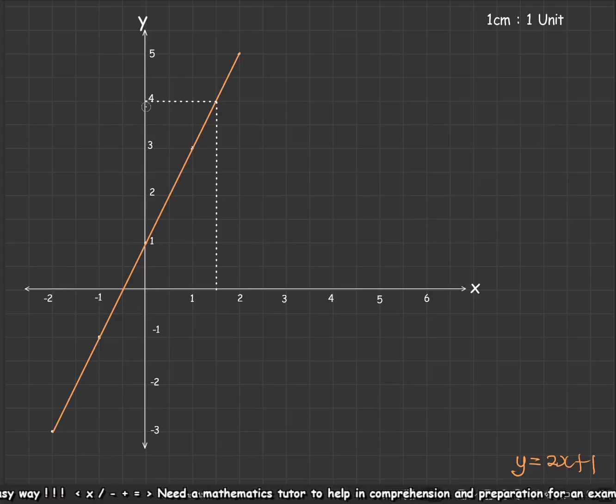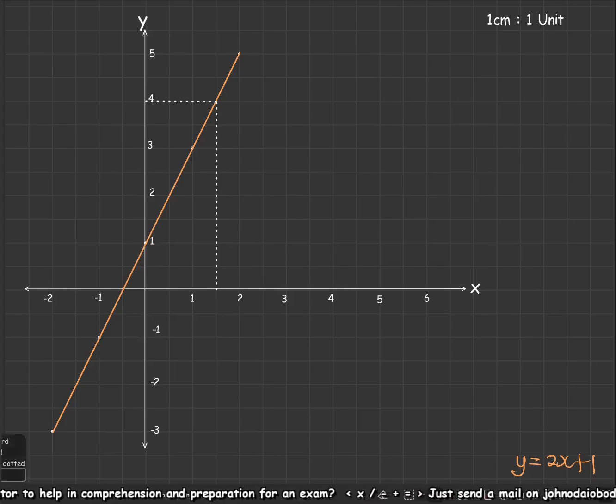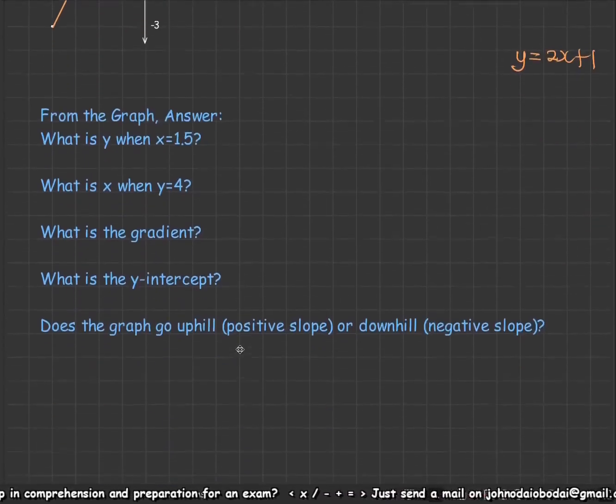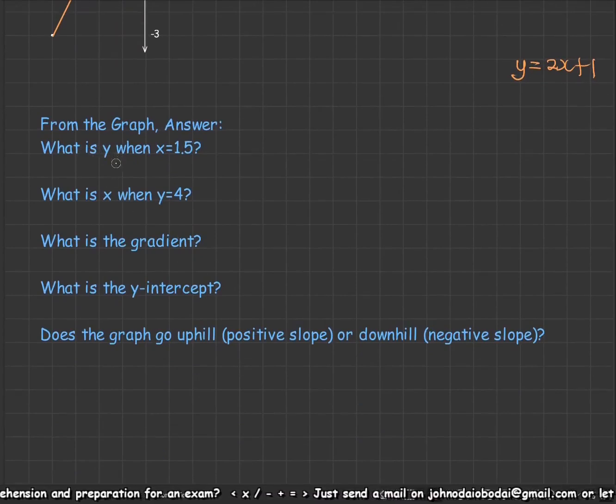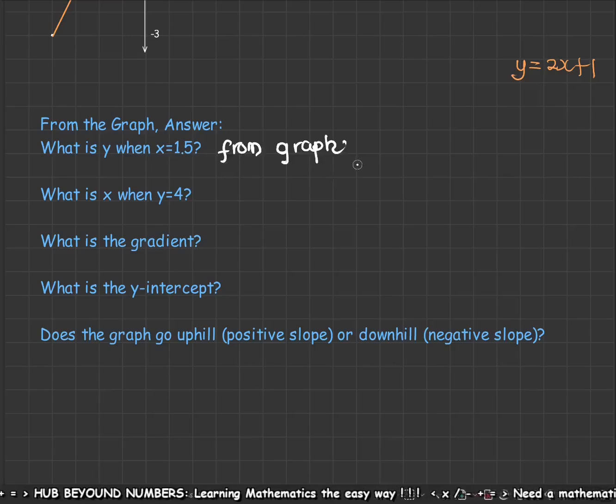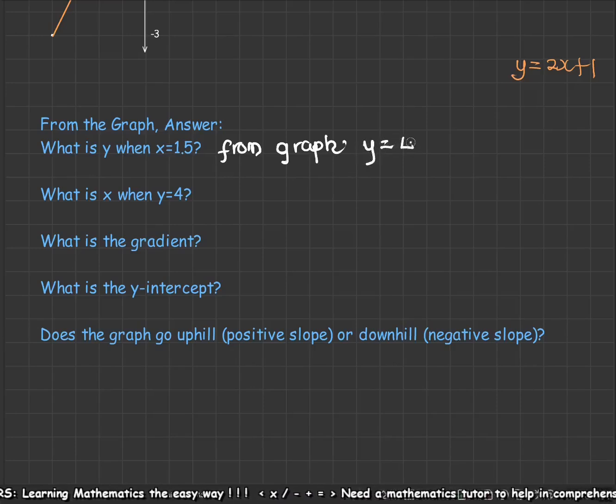The value here is what corresponds to the value of y when x is 1.5. So with that, you come back in here, and they said, what is the value of y when x is 1.5? So you come and say, from graph, the value of y is what? Y is equal to 4. You see? Then now let's go to the second one.